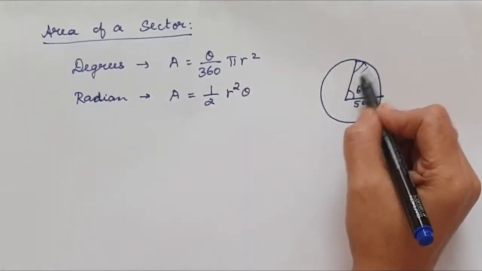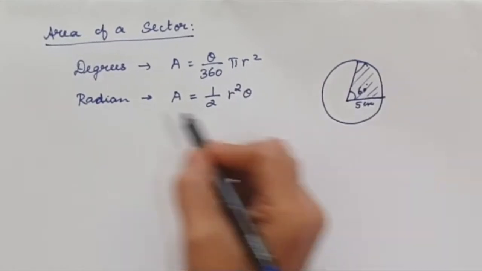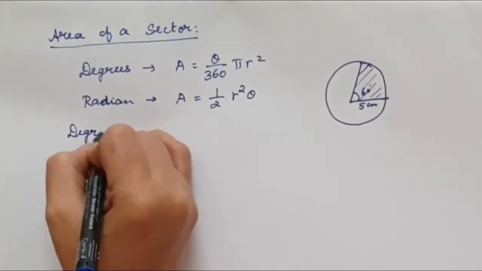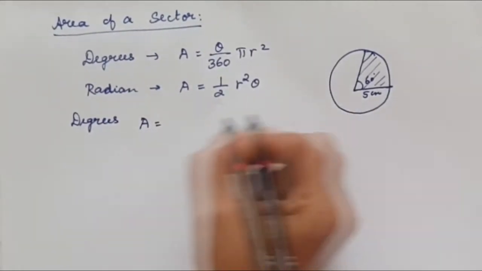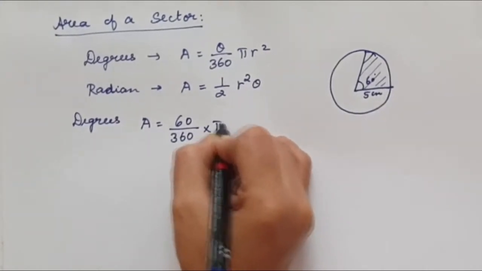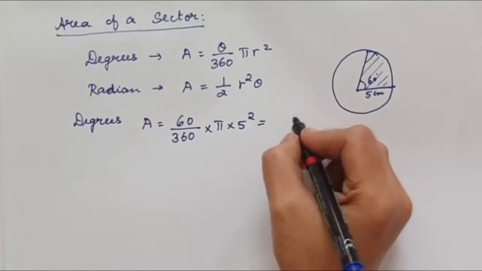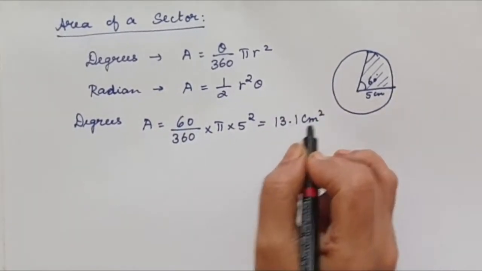So now this part is called a sector. Finding the area of this sector, for degrees we will be using the formula in degrees. Area will be equal to angle 60 over 360 into pi into radius squared. When you simplify this, we'll get our answer as 13.1 centimeter squared.